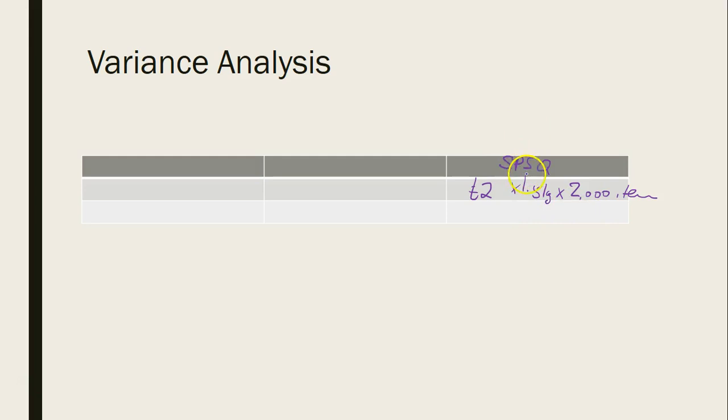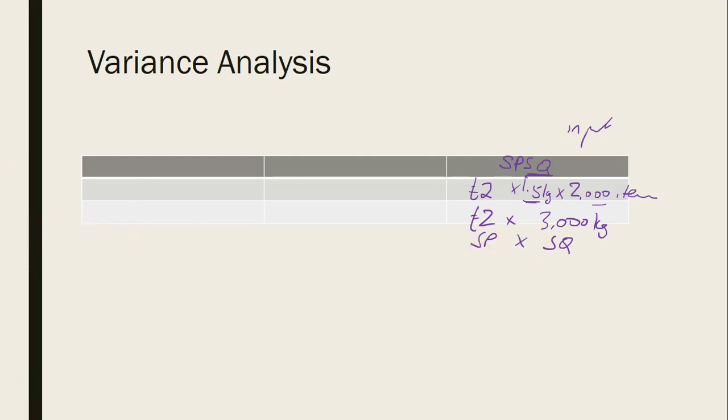So if you like, you can argue that the SQ, the standard quantity, I'm talking about inputs, yes? The standard quantity must be the 1.5 times 2,000. I'm expecting you to spend 3,000 kilograms. So you could argue that this is £2 times 3,000 kilograms. So that's your SQ, and that's your standard price of each kilogram.